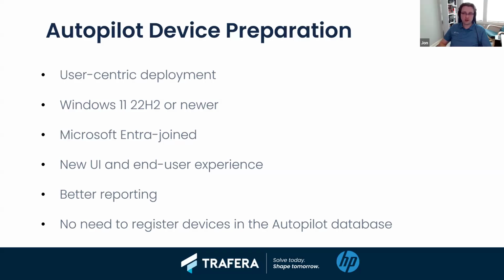But outside of that, Intune in general is very user-centric. So the idea with this version of Autopilot is you would instead target things at groups of users rather than devices. This newer version of Autopilot only works on Windows 11. It also only works for Entra-joined devices, so you can't do hybrid devices with this. It does have a new UI, some better reporting built in, and you don't have to register the device with the Autopilot database.